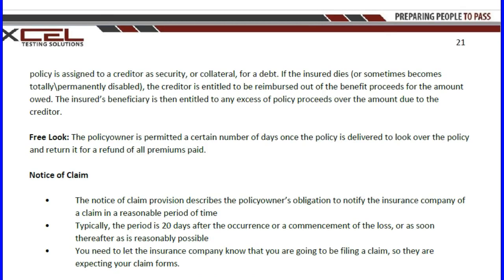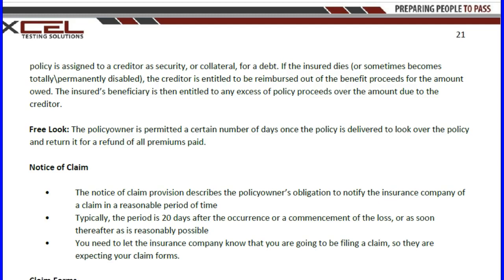Free look. The policy owner is permitted a certain number of days, once the policy is delivered, to look over the policy and return it for a refund.